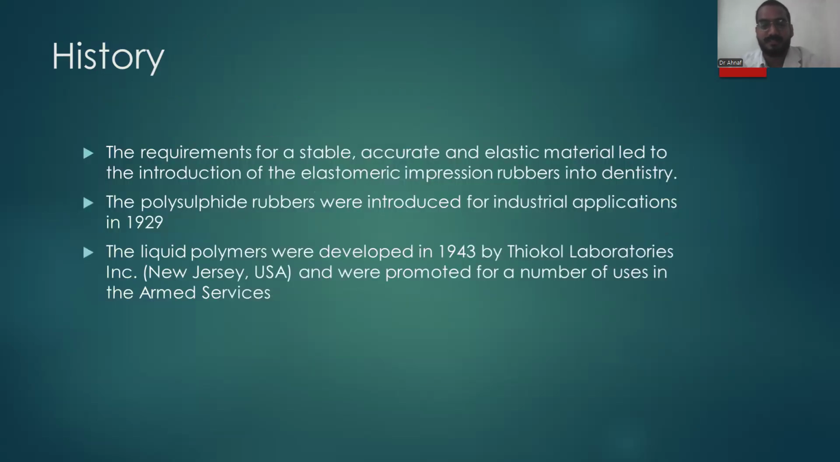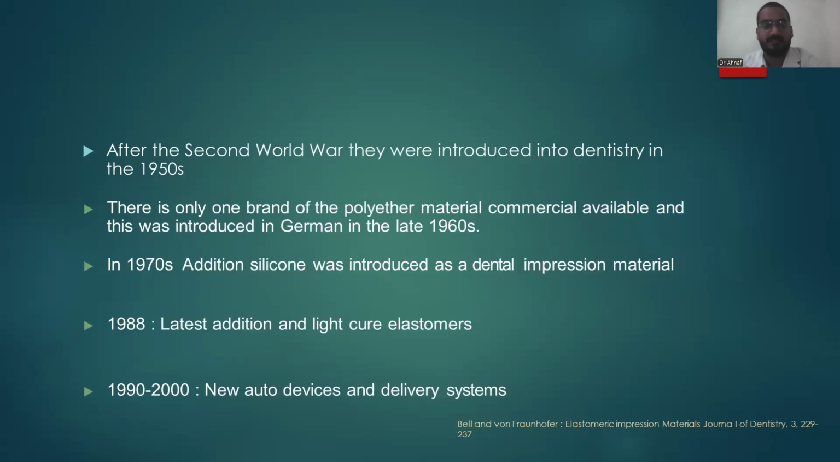Let's move on to the history. The requirement for a stable, accurate and elastic material led to the introduction of elastomeric impressions into dentistry. Polysulfide rubber was the first elastomeric impression material, introduced for industrial application in 1929. Liquid polymers were developed in 1943. After the Second World War, they were introduced into industry in the 1950s.